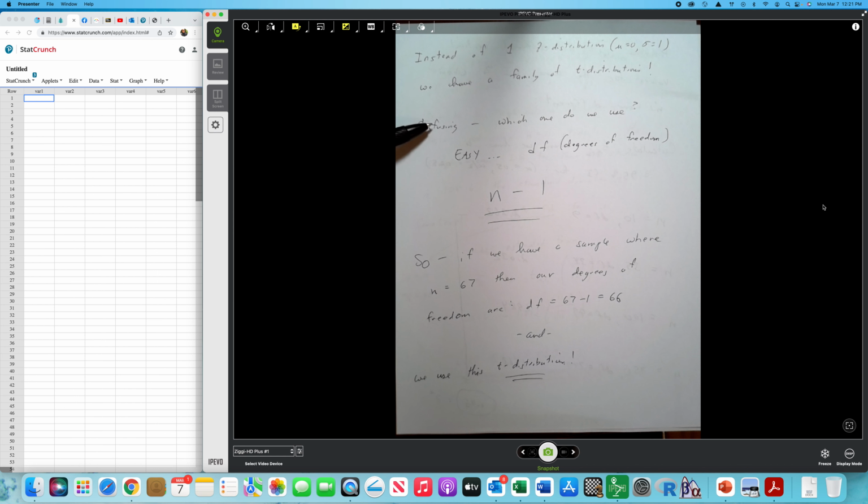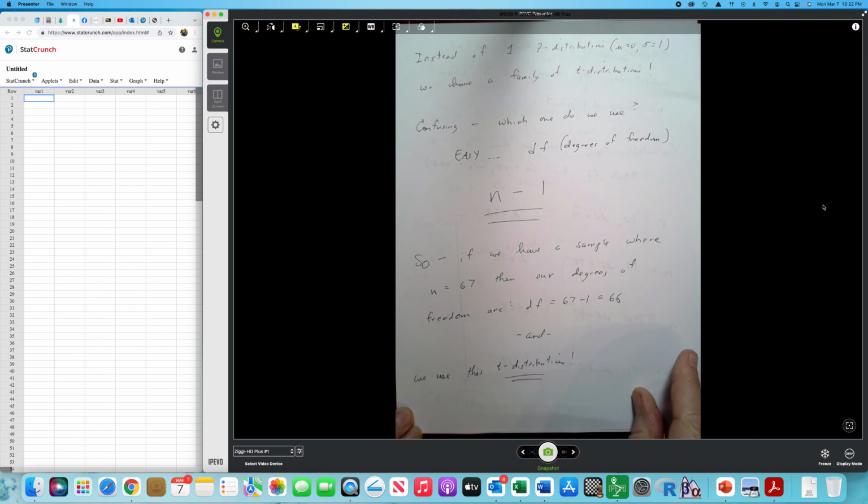So if there's a family of them, which one do we use when we're calculating our confidence interval? Well, it's easy. We depend on what's called the degrees of freedom, abbreviated DF for obvious reasons. The degrees of freedom are very easy to calculate. We just take our sample size minus 1. So as long as you can subtract by 1, you can find degrees of freedom. If we have a sample where the sample size is n equals 67, then our degrees of freedom are 66, and we use the t distribution with degrees of freedom 66.